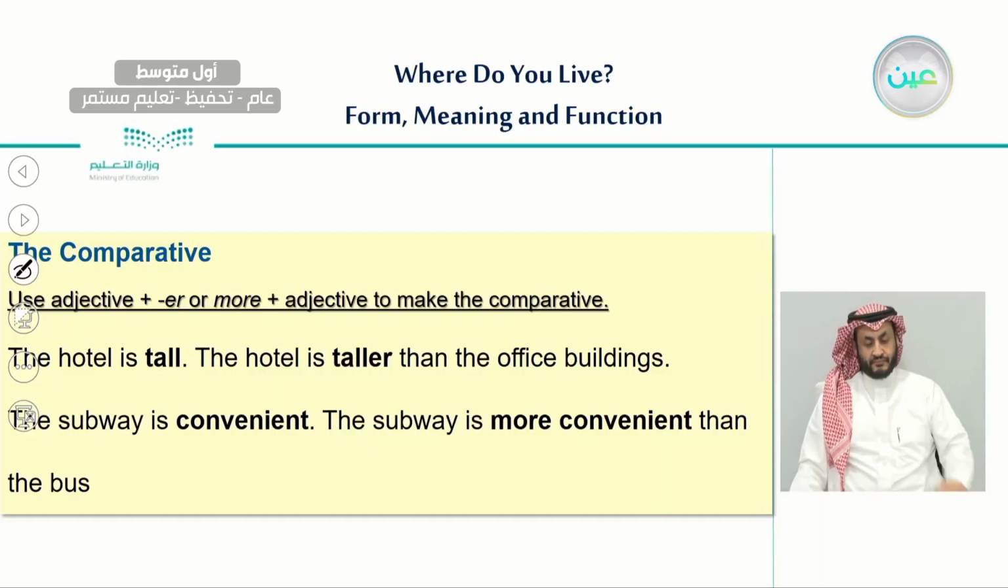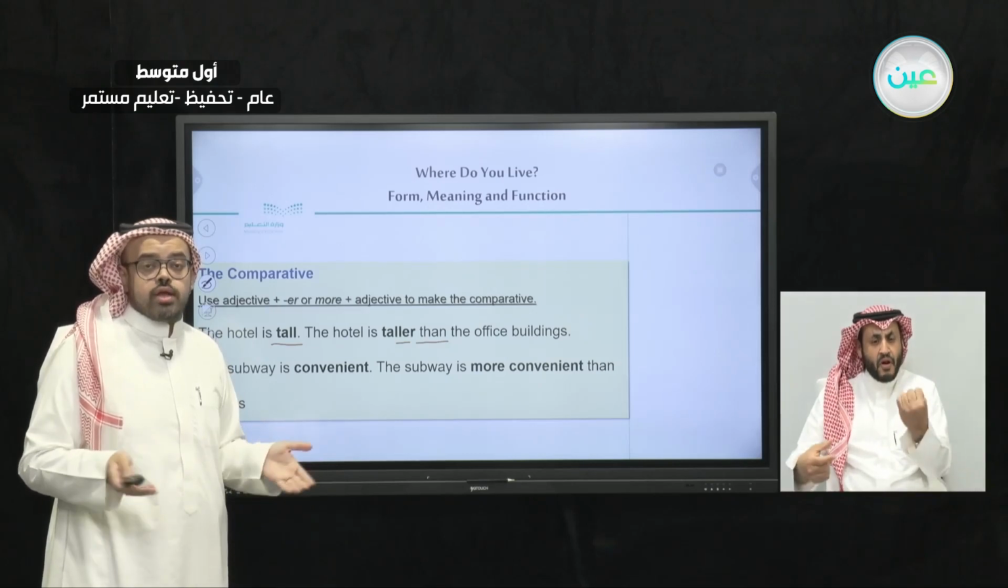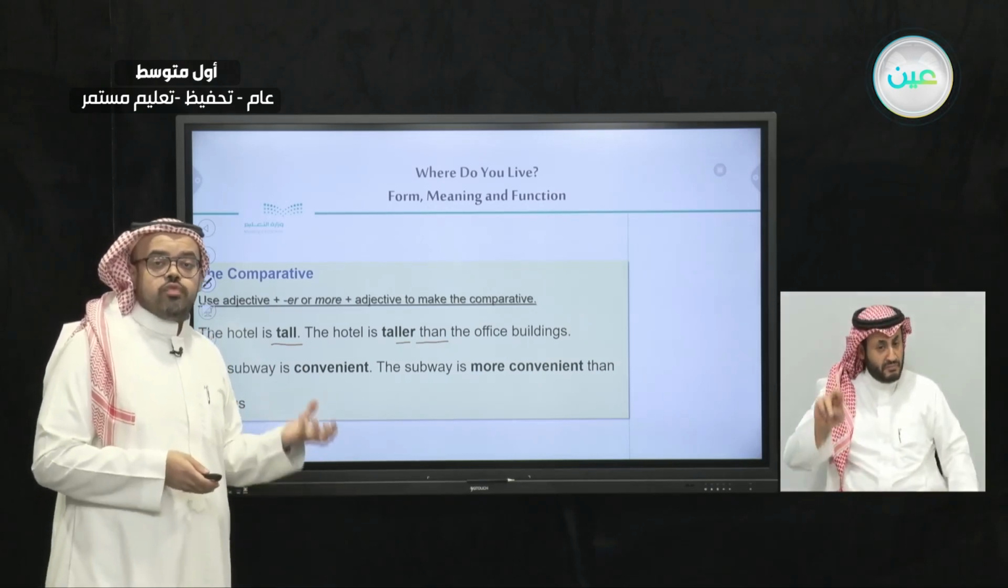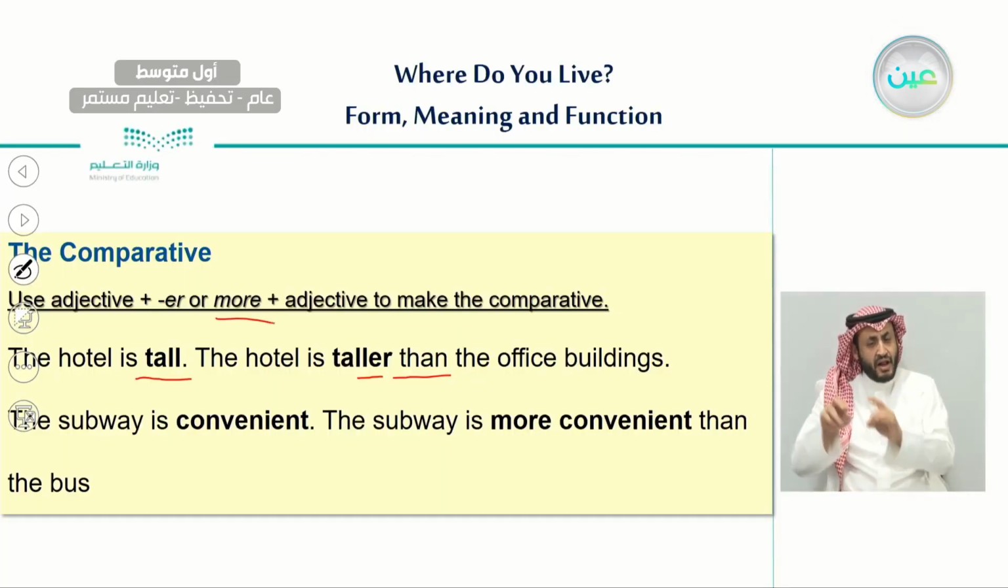So our rule for today says that we use an adjective plus ER if we have a one-syllable adjective, for example, tall. If we use this adjective in comparison, we would simply add ER and the word than, if we want to compare between two things. But if we have a longer adjective, an adjective that has more than one syllable, instead of adding ER to the adjective, we would use more plus the adjective.